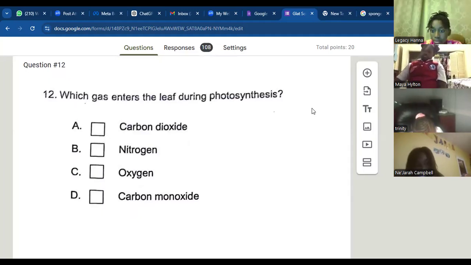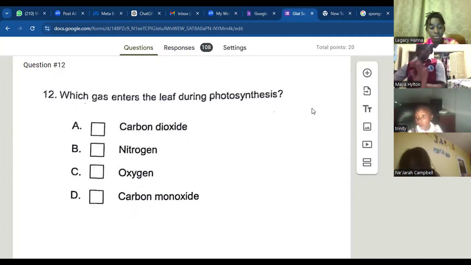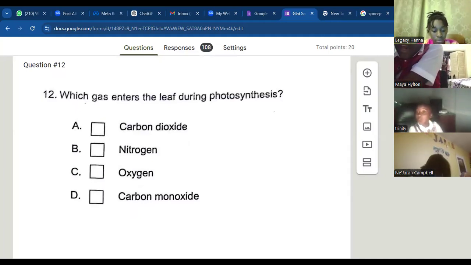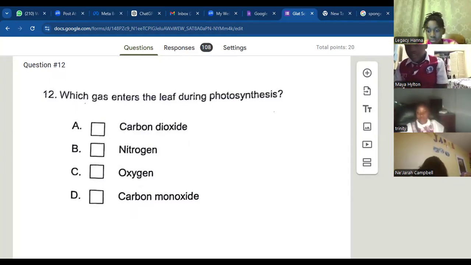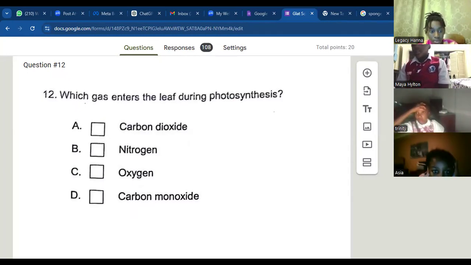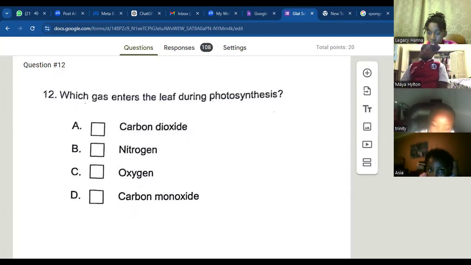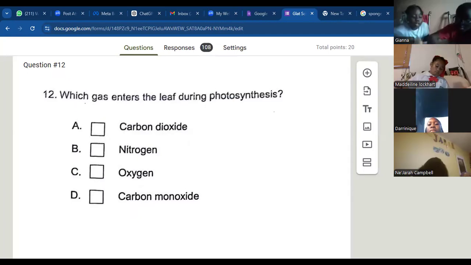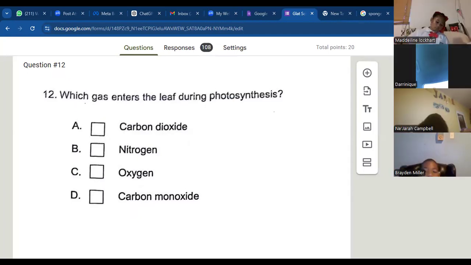Which gas enters the leaf during photosynthesis? Mr. Petit, I never knew anything about carbon monoxide. Good afternoon, Mr. Petit. Carbon monoxide is the thing that comes out from the car exhaust. So it's like that smoke that comes up from the exhaust.